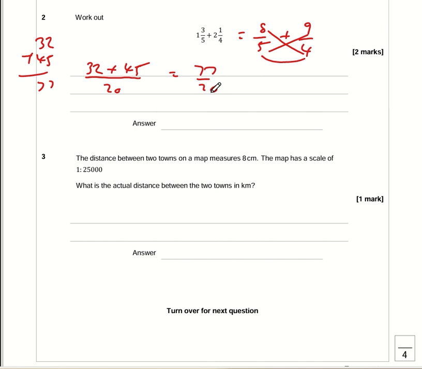It doesn't say how we need to give our answer, so 77 over 20 may well be acceptable. This fraction cannot be simplified, but you might want to turn it into a mixed number. Remember that this means 77 divided by 20. How many 20s go into 77? 20 goes into 77 3 times. 20, 40, 60. Next one is 80, which is greater than 77. To go from 60 to 77, that is another 17. So 17 over 20. Two options there, 77 over 20 or 3 and 17 twentieths.